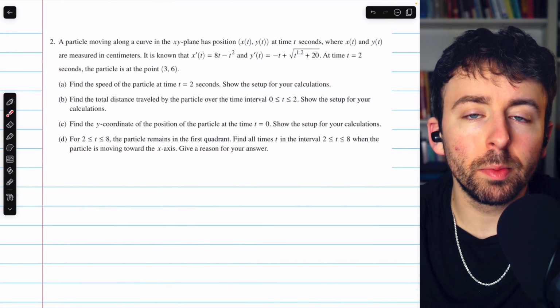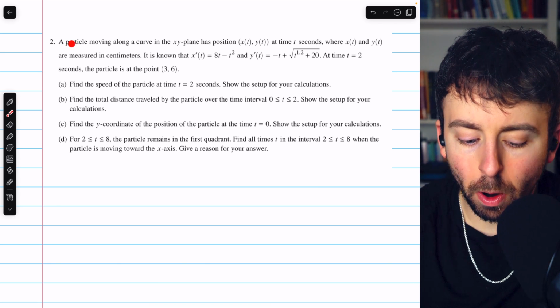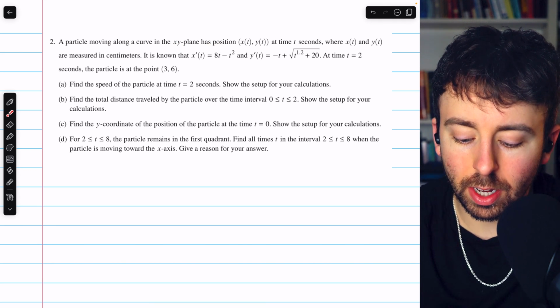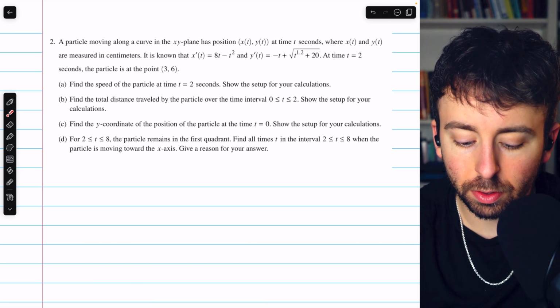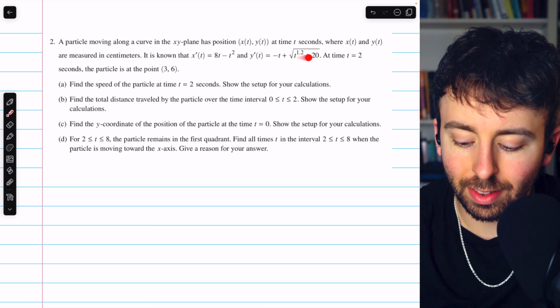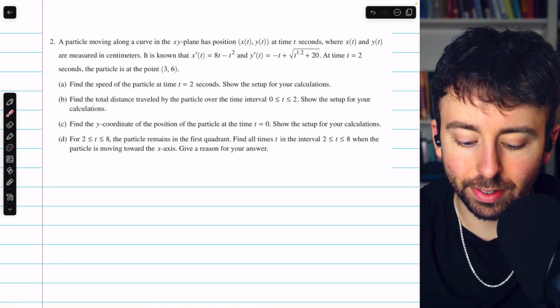Now on to problem 2, which is unique to the BC exam. A particle moving along a curve in the xy plane has position x of t, y of t at time t seconds, where x of t and y of t are measured in centimeters. It is known that x prime of t is this and y prime of t is this. At time t equals 2 seconds, the particle is at the point (3, 6).